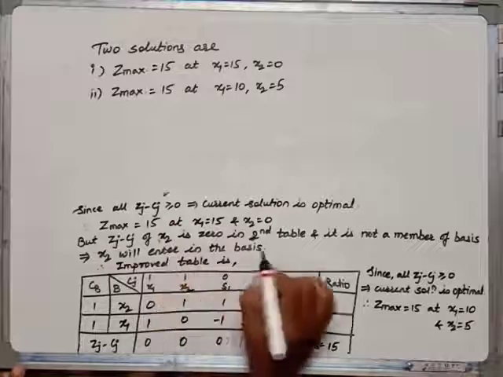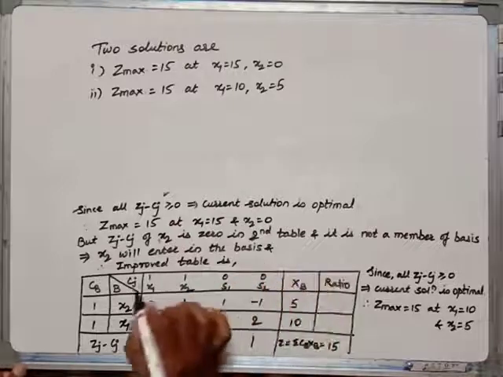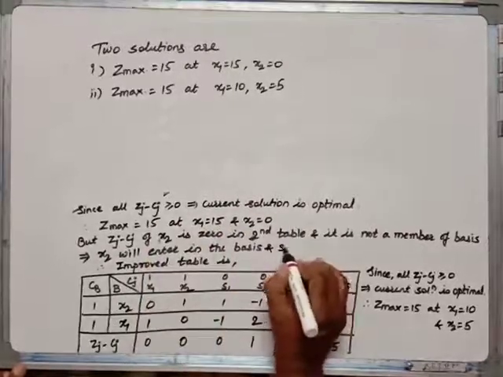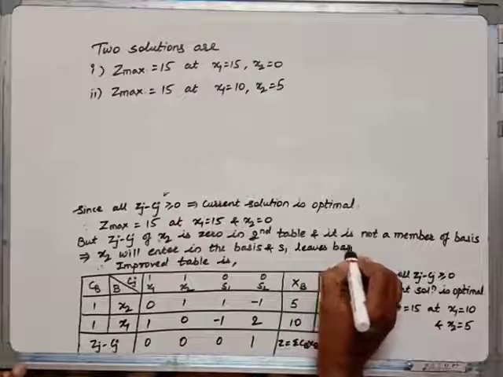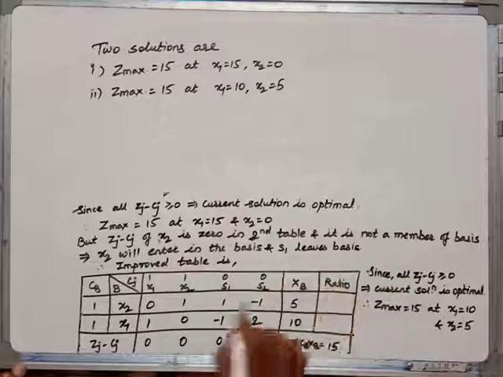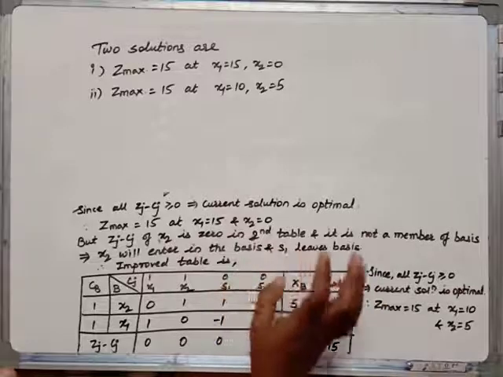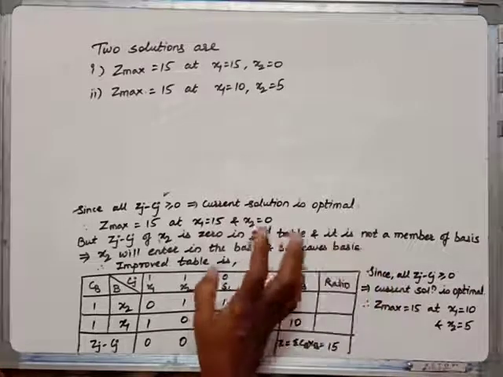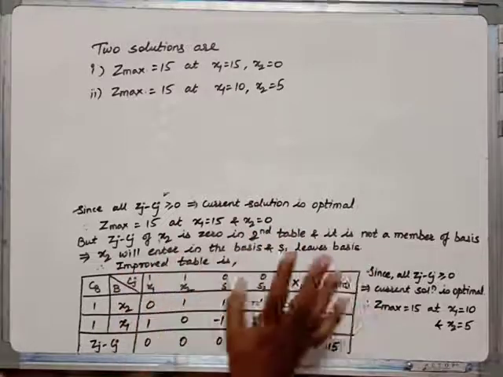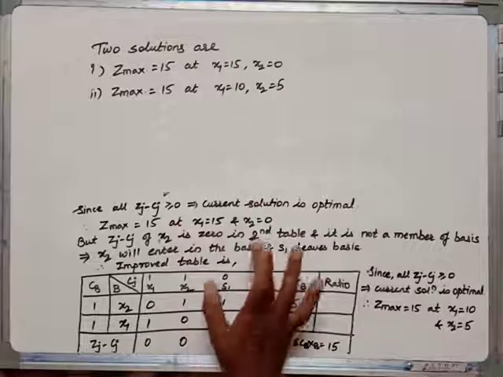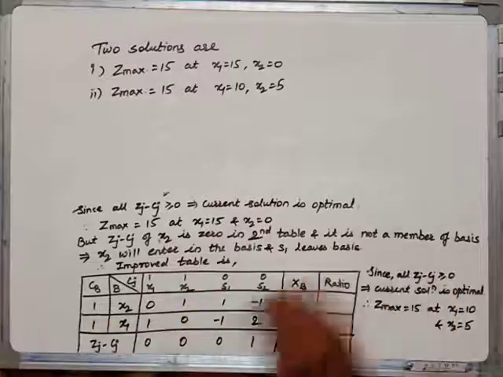Now, sorry for that. One more thing here I must write. x2 will enter the basis and S1 leaves the basis. S1 leaves basis. This is left to tell. Sorry for that. You should mention these things. Whatever small things you want to write, at least somewhere these things should come in your answer, you have to mention those things. This is the second table. Okay.